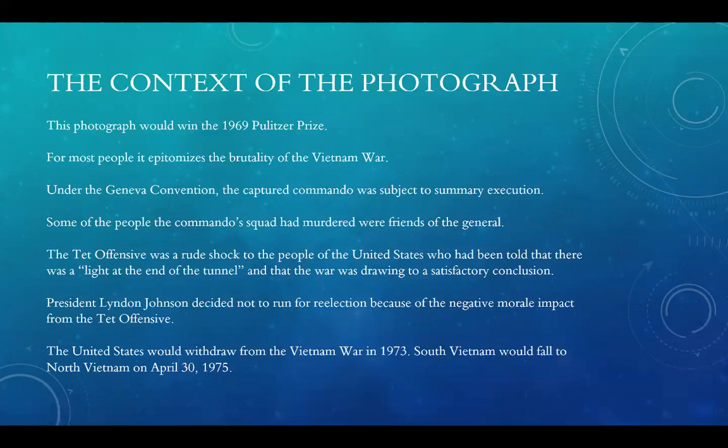Some of the people the commando squad had murdered, remember 34 of them, bound at the hand, shot in the head, were friends of the general. And some of those people killed, I said family members, we're talking children.